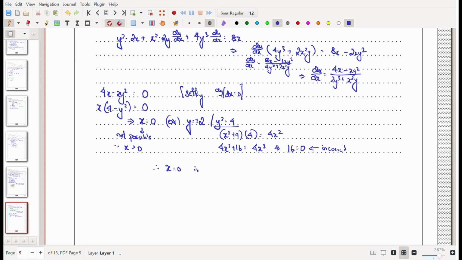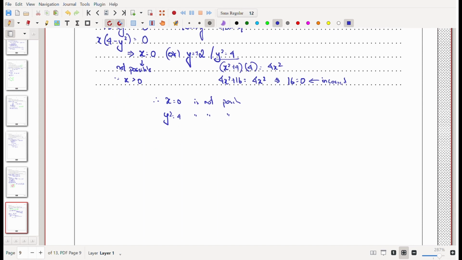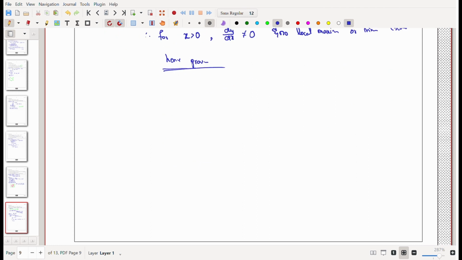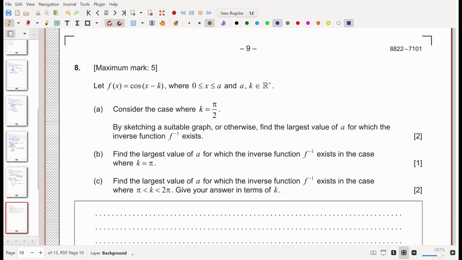So this means that x equal to 0 is not possible, and y squared is equal to 4 is not possible. Therefore, for x greater than 0, dy by dx cannot be equal to 0, and no local maxima or minima exist. Hence, proven. Now let's move on to the next question.